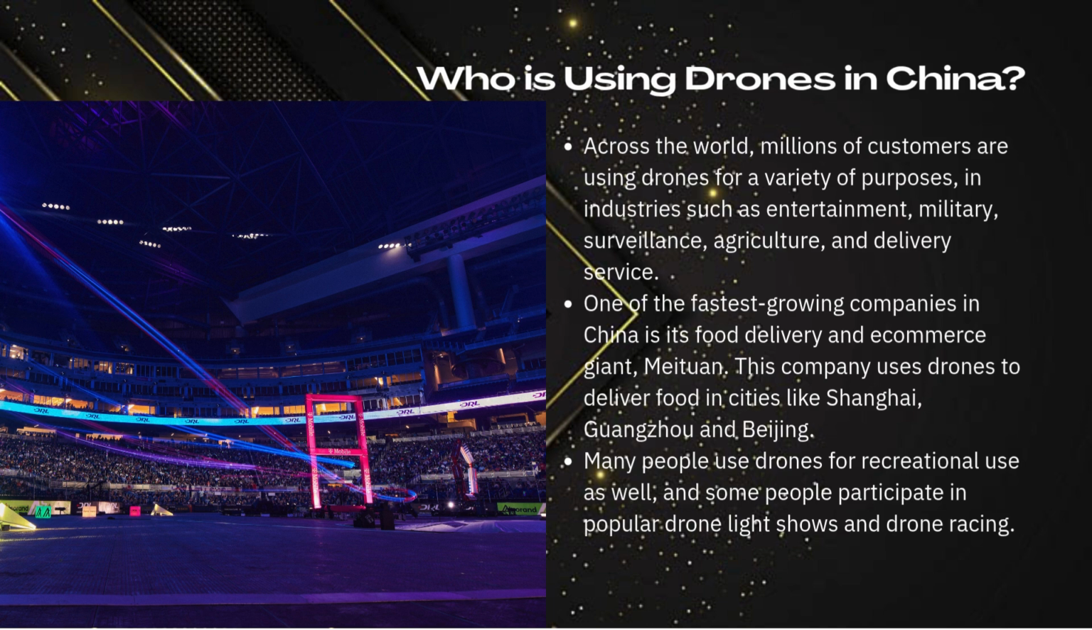One of the fastest growing companies in China is its food delivery and e-commerce giant, Meituan. This company uses drones to deliver food in cities like Shanghai, Guangzhou, and Beijing. Many people use drones for recreational use as well. So there are people who participate in large scale popular drone light shows, and there are people who participate in drone racing.